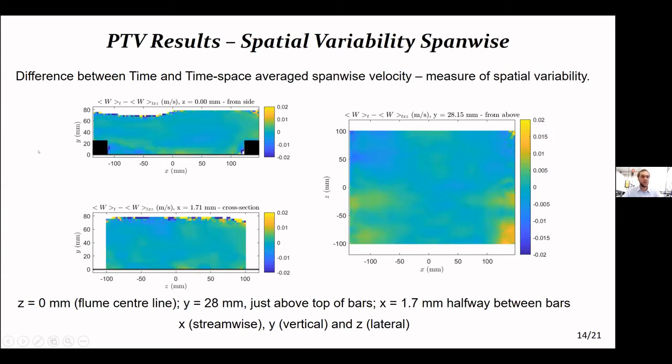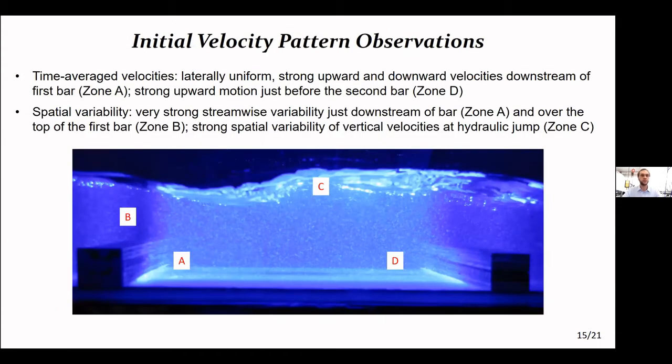Again, not much from the spanwise component. So what can be said is that the flow was laterally uniform and strong upward and downward velocities occur immediately upstream and downstream of the hydraulic jump. And there is also a strong upward motion immediately before the second bar.